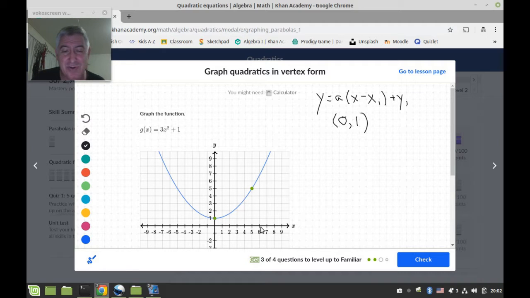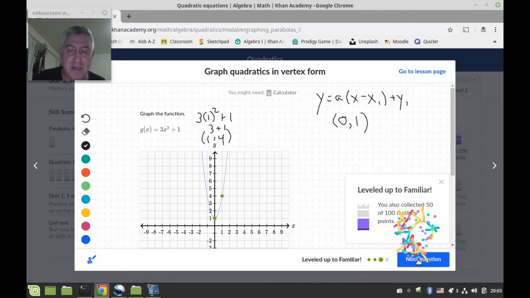So I also know I have no x-intercepts, so I'm going to have to choose a different point. And I'm going to choose where x equals 1. So we're going to try just replace x equals 1. So I have 3 times 1 squared plus 1 is equal to 3 plus 1 is equal to 4. So my point is 1 comma 4. There we go. So let's double check. 0, 1, 1, 4. I have 2 points, and I've graphed. Okay. We have one more question on this set.